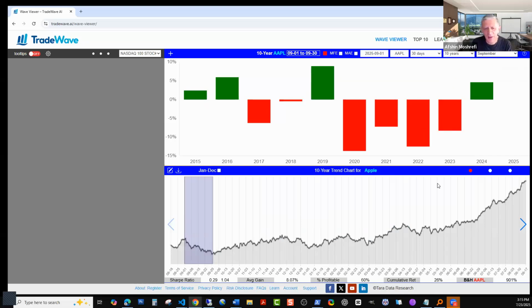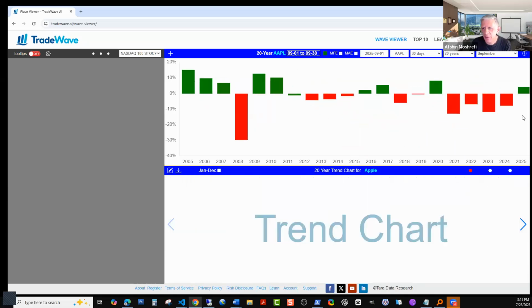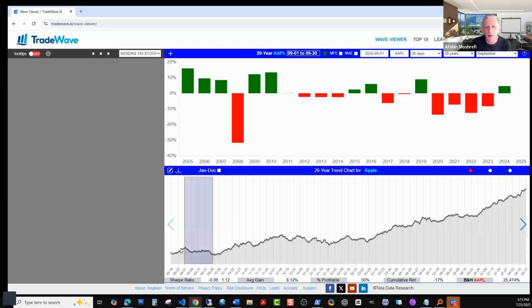But how about based on the last 20 years? All you have to do is go down here and select the number of years. Now, the trend chart calculates based on the last 10 years. And you can see 50% of the years it was positive and 50% was negative. And then it goes on an uptrend and so on. So that's the purpose of this trend chart.